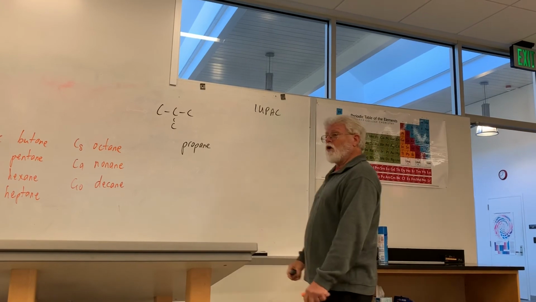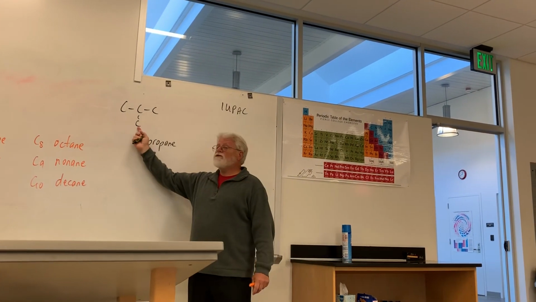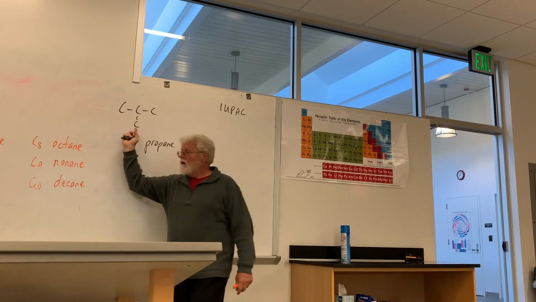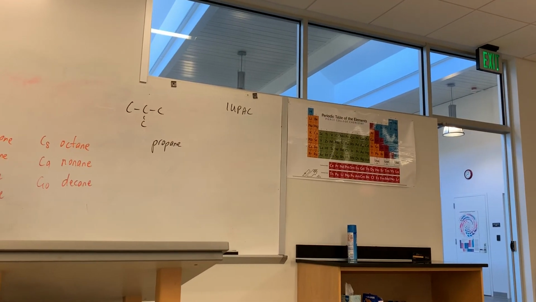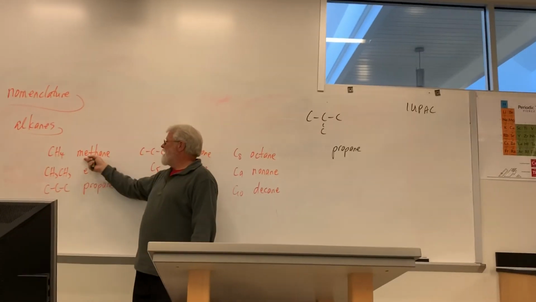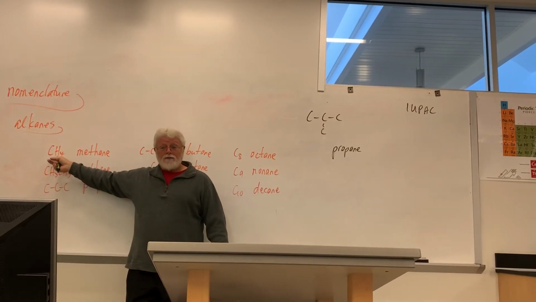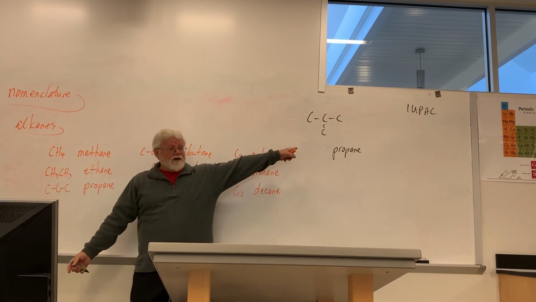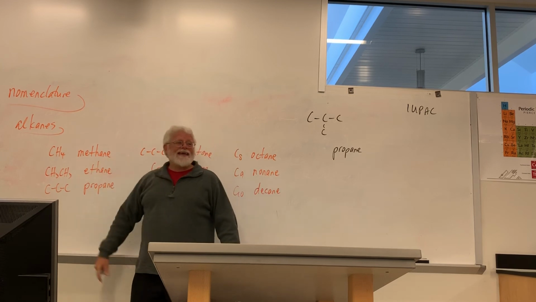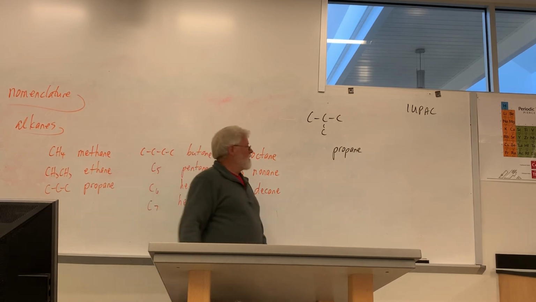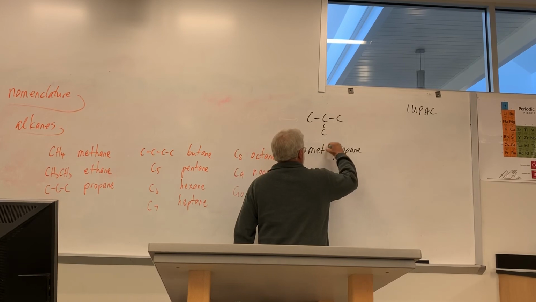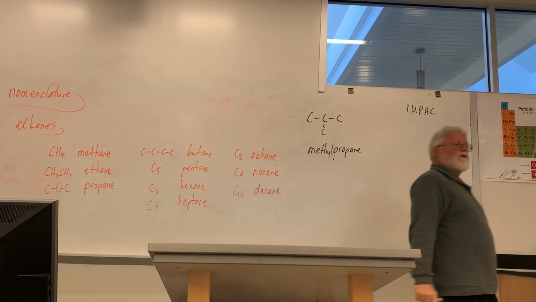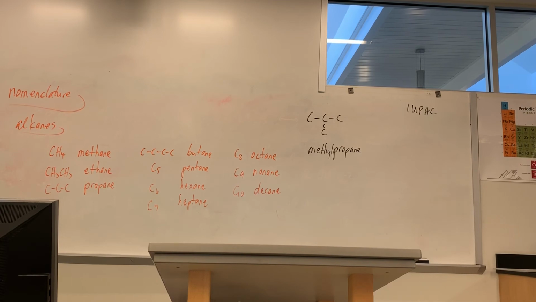What is stuck onto that propane? There's 1 carbon stuck on. 1 carbon is methane, but we give the name methane if that 1 carbon is all by itself. It's not all by itself. The 1 carbon is stuck onto something else. So we drop the A and E and add YL. This is therefore methyl propane. IUPAC says that should be all one word, methylpropane.